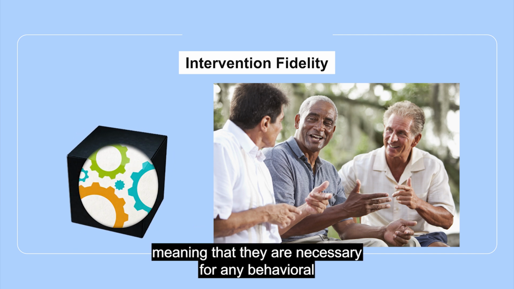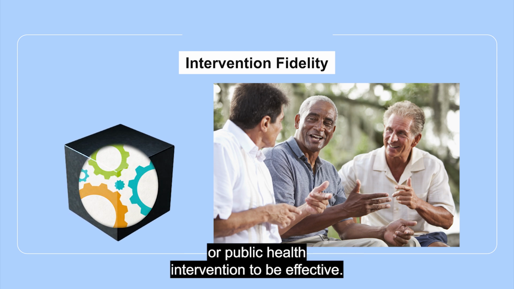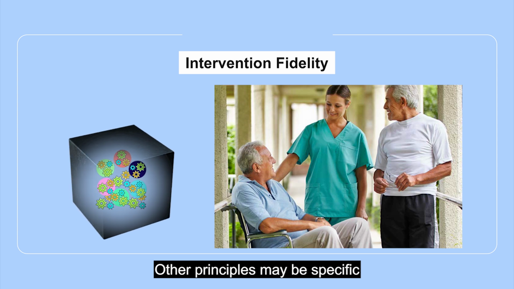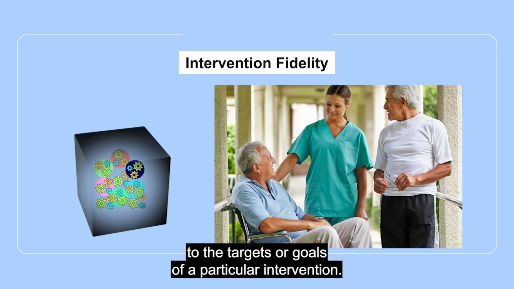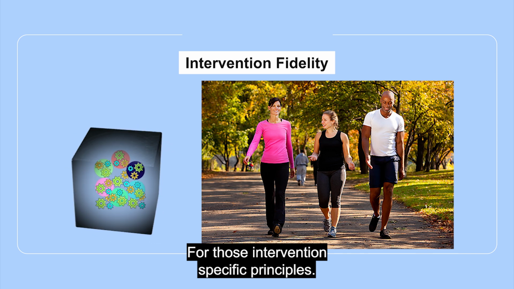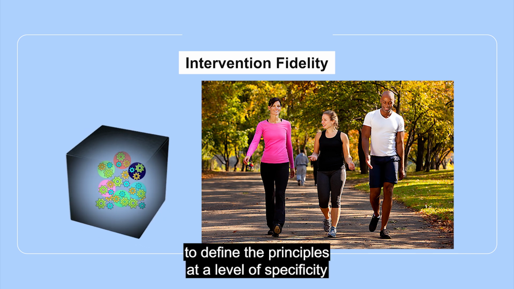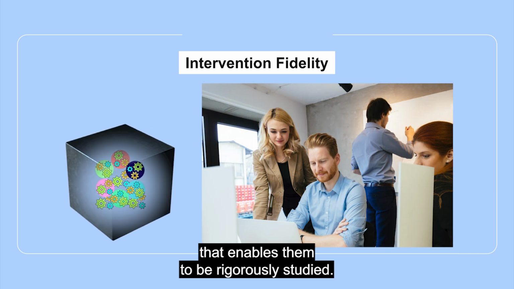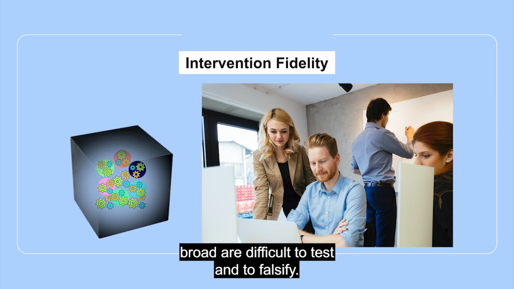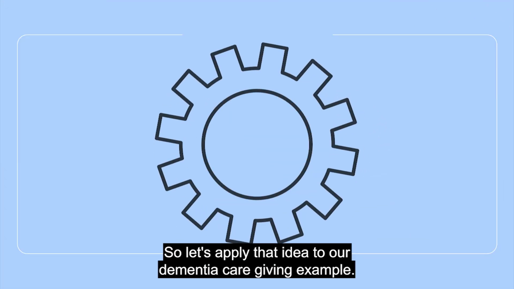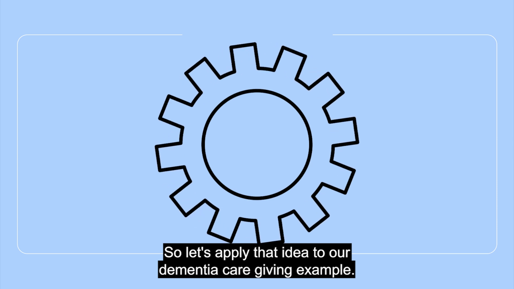Some principles, like respect for personal and cultural values, are likely to be universal, meaning that they are necessary for any behavioral or public health intervention to be effective. Other principles may be specific to the targets or goals of a particular intervention. For those intervention-specific principles, it's important to define the principles at a level of specificity that enables them to be rigorously studied. Principles that are too broad are difficult to test and to falsify. So let's apply that idea to our dementia caregiving example.